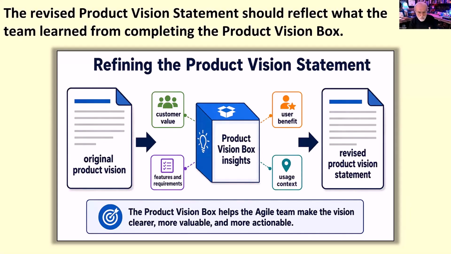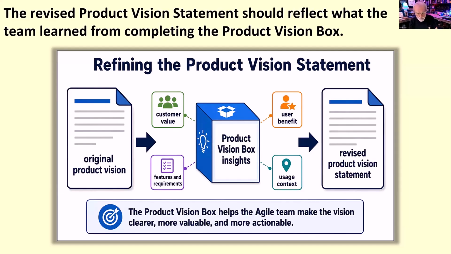So the revised product vision statement should not simply repeat the vision statement. The product vision box should help us see what needs to be clarified, strengthened, or made more specific. So after thinking through the customer value and the features and the purpose and the benefits and timing and context, we should be able to revise the product vision so it better communicates what the product is, who it serves, why it matters, and how it supports the business stakeholder value.